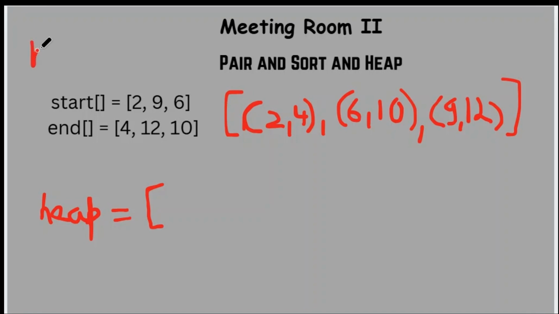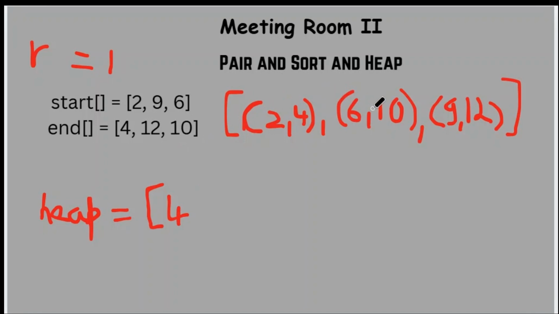And initially the number of rooms is 1, because the minimum room required to conduct a meeting is always 1. So initially r is equal to 1. And then we have to keep iterating. So for this, 1 room is sufficient. And then you have to see the ending time. The ending time you need to push to it. So 4 is pushed to it.